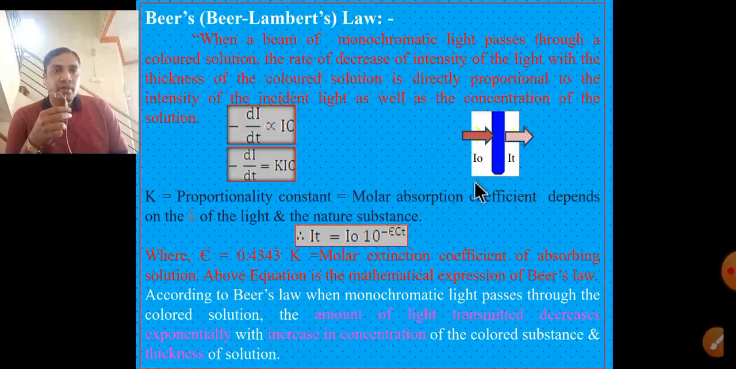In this diagram, when a monochromatic beam of light, that is I0, passes through the solution, then after absorption the light is transmitted, and the transmitted light is directly proportional to the intensity of incident light with thickness.